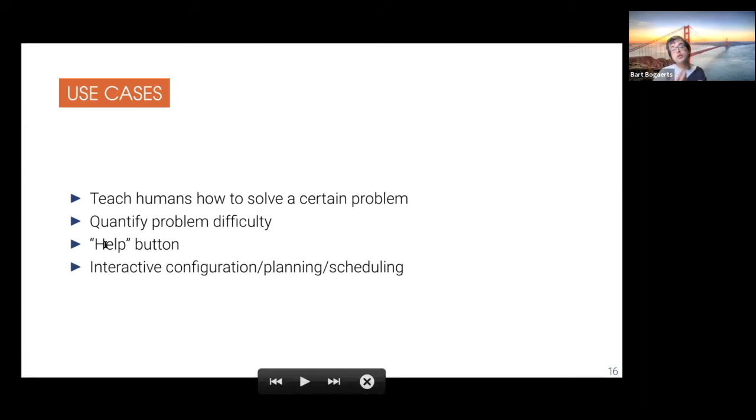And it could be used in the context of interactive configuration, interactive planning, and interactive scheduling, to explain why certain things are no longer possible or must happen, and so on.